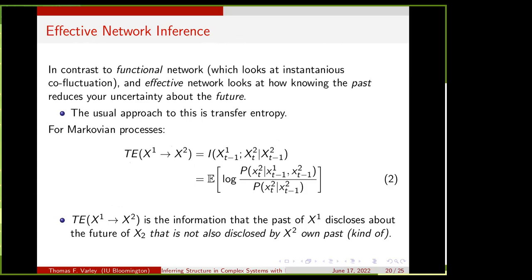The usual approach to doing this is the transfer entropy. There were transfer entropy networks made with these, so I don't think I have to go through in detail what it is. You can think of it as the information that knowing the past of x1 discloses about the future of x2 that is not disclosed by x2's own past. Although that actually turns out to be not entirely true, for reasons I'll get to in a little bit.